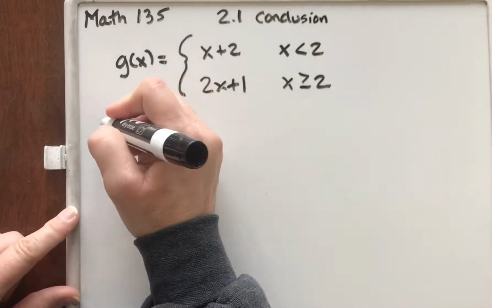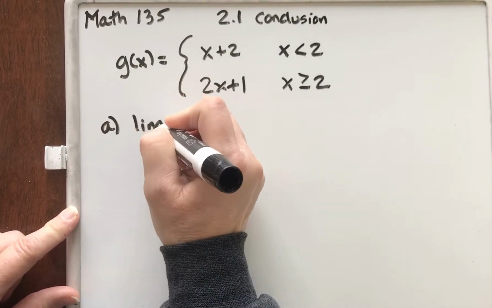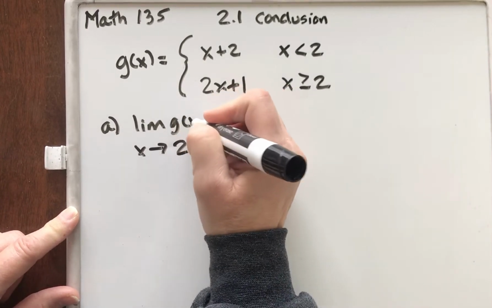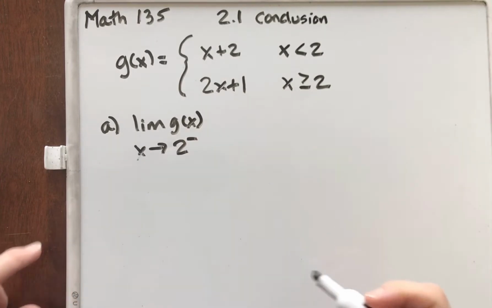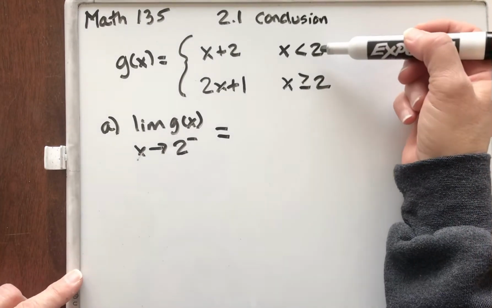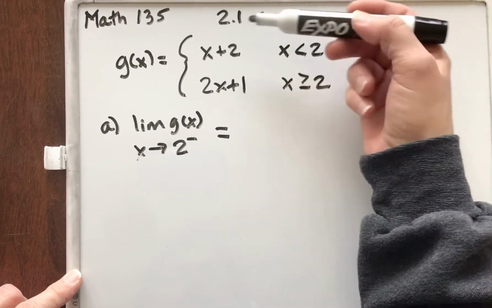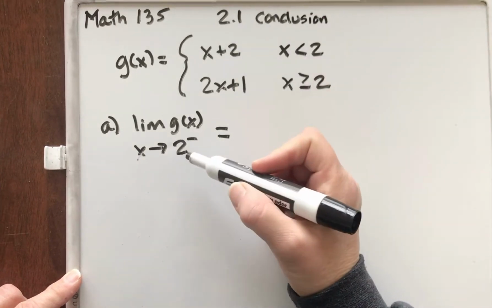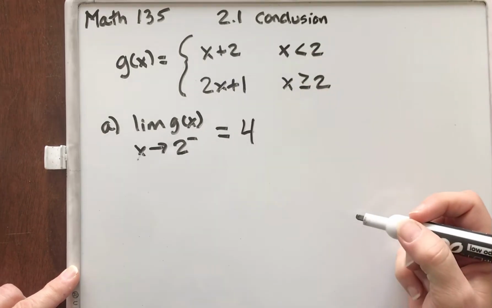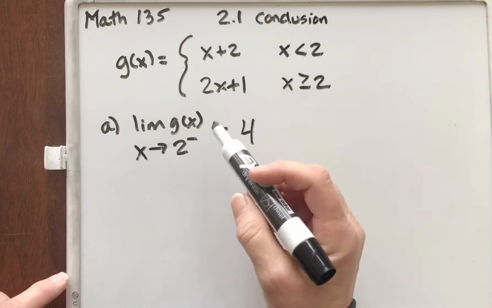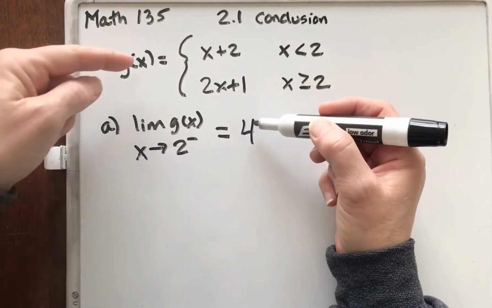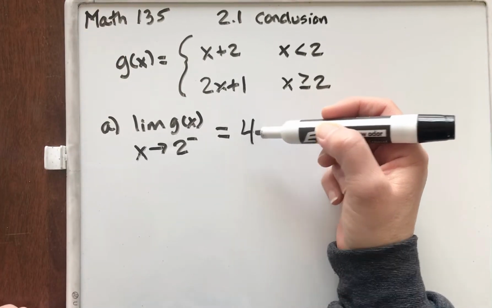So now let's look at a, which is the limit of x approaching 2 from the left of g of x. Remember we're approaching 2. So for approaching 2 from the left, that's right here, these values. So we're going to use this equation, and we're going to evaluate and put the 2 in there. 2 plus 2 is 4. Now remember it's approaching 2, so we can say that the limit is approaching 4. It doesn't equal 4 as far as g of 2. We're going to say that it approaches 4.